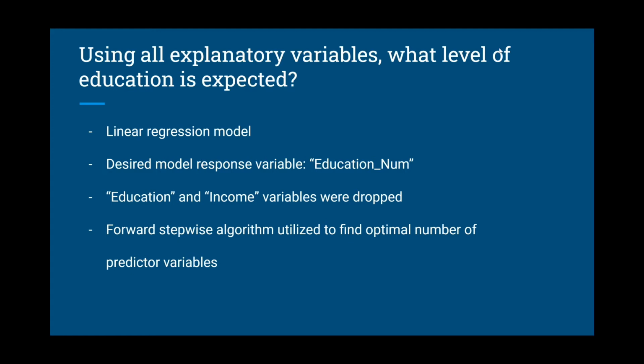One of the things we also did was use a forward stepwise algorithm in order to find the optimal number of predictor variables. For the linear regression model, we also did the common procedure for modeling, which includes standardizing all variables on a continuous scale to make sure they all have equal weight and importance to the model, as well as train testing our data for the model.